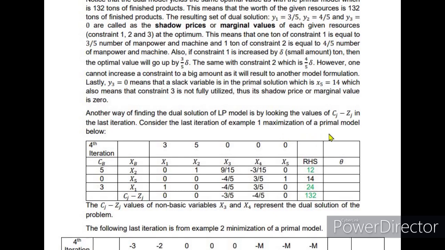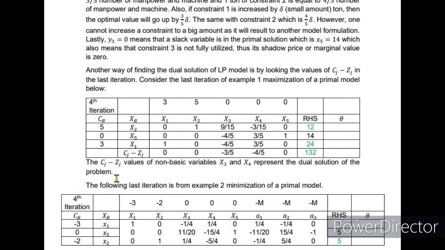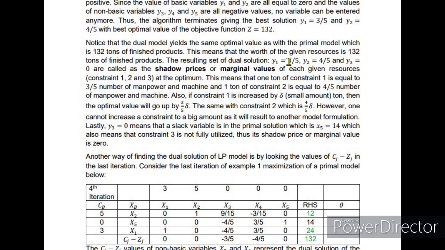Okay, just by looking at the values of C sub j minus Z sub j in the last iteration, the last iteration of the simplex way. Okay. So consider the last iteration of example 1, maximization of the primal model. You notice that the C sub j minus Z sub j values of the non-basic variables, so what are the non-basic? X sub 3 and X sub 4, okay? Represent the dual solution of the problem. So it is the same as the dual solution of the dual simplex way. So 3/5 and 4/5, okay? So it is the same.